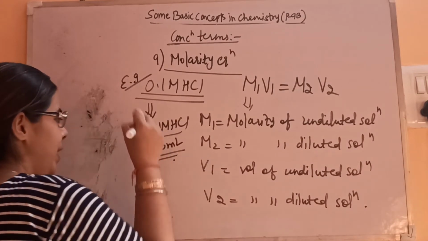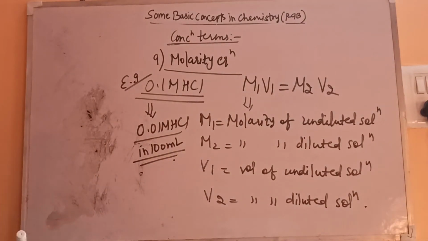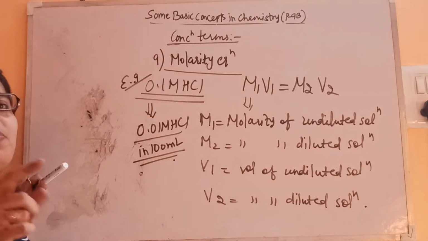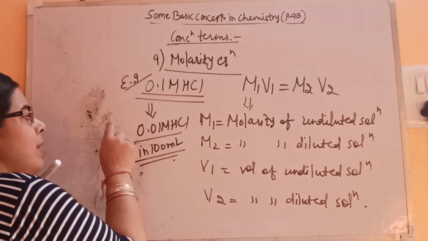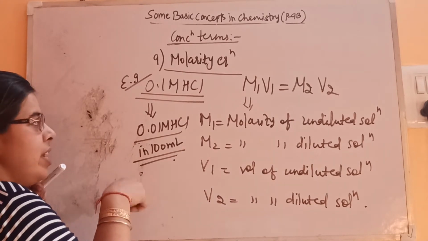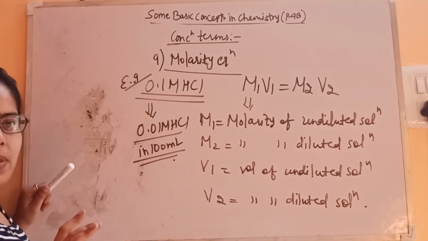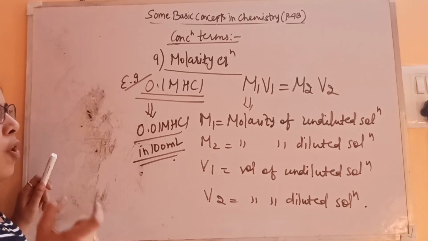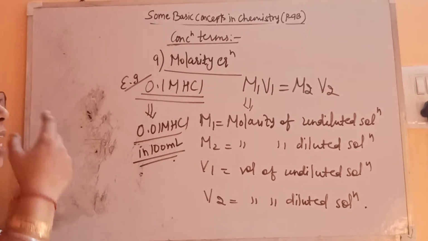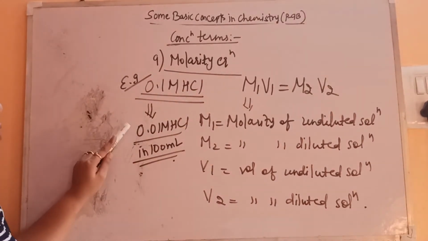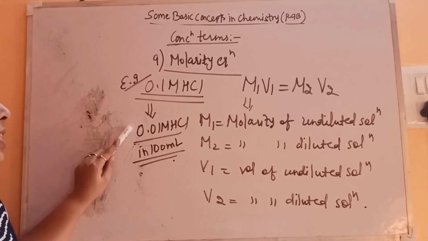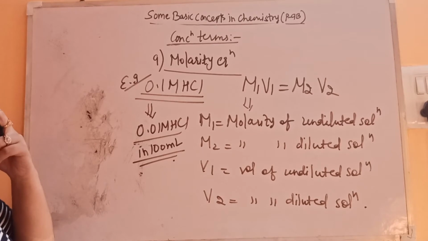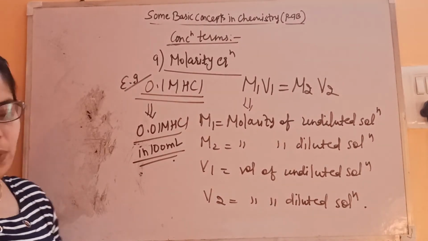Now you have to find out how much volume of 0.1 molar HCl has to be taken and diluted so that it can reach this concentration. Are you getting my question? What you have to do here is calculate the volume of this solution so that you can dilute it to make the solution of 0.01 molar, that is the desired concentration, in 100 ml. So let's solve this, and you will get the answer when you substitute the values.